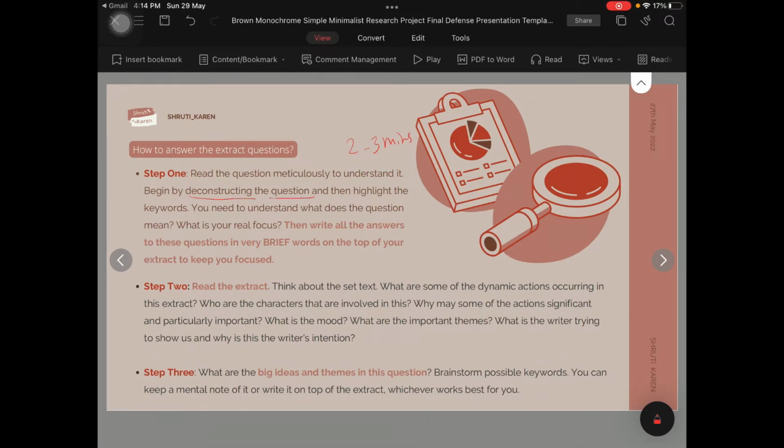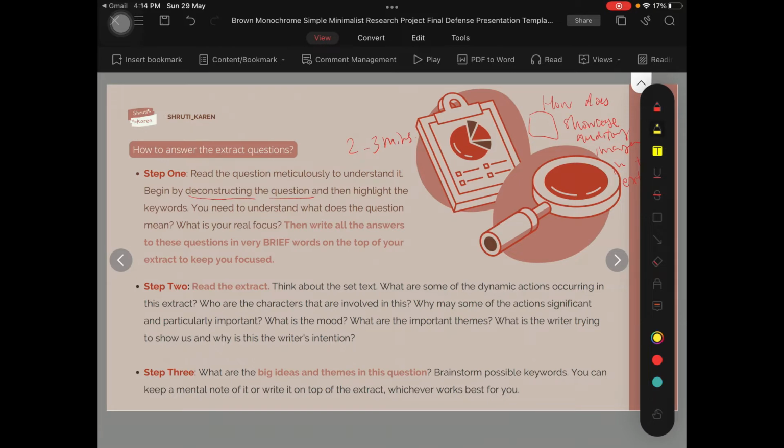For example, let's say the question is: how does a specific writer showcase auditory imagery in this text or in this extract? So what are the keywords here? The keywords are how, and auditory imagery. These are the keywords that I believe are very important to understand.